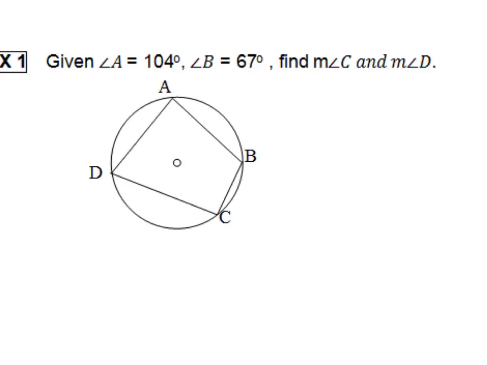Given that angle A is 104 degrees, so there's 104. Oh, and there's that center of the circle I don't really like. Kind of looks like a belly button to me or something, so I like to fill it in. All right, angle B is 67 degrees. And then it says to find the measure of angle C and the measure of angle D.